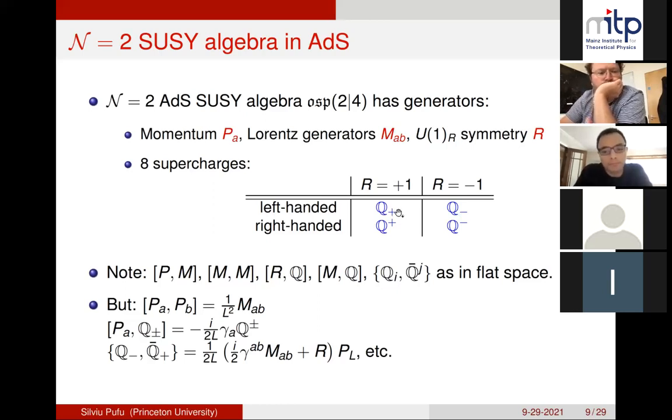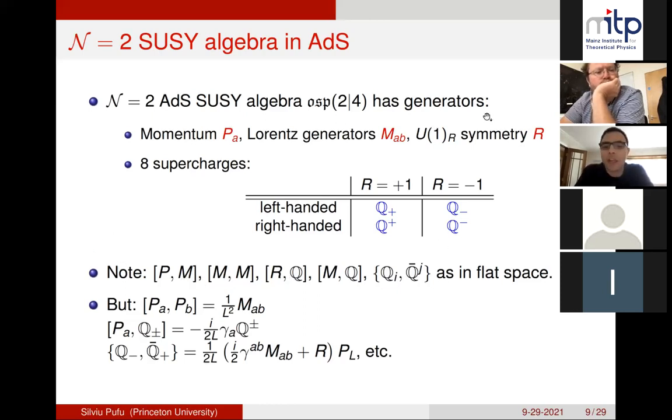In 4 dimensions, spinors can either be left-handed or right-handed. So I'm going to denote the left-handed supercharges with lower indices and the right-handed supercharges with upper indices. This is a common notation in N = 2 supergravity theories.